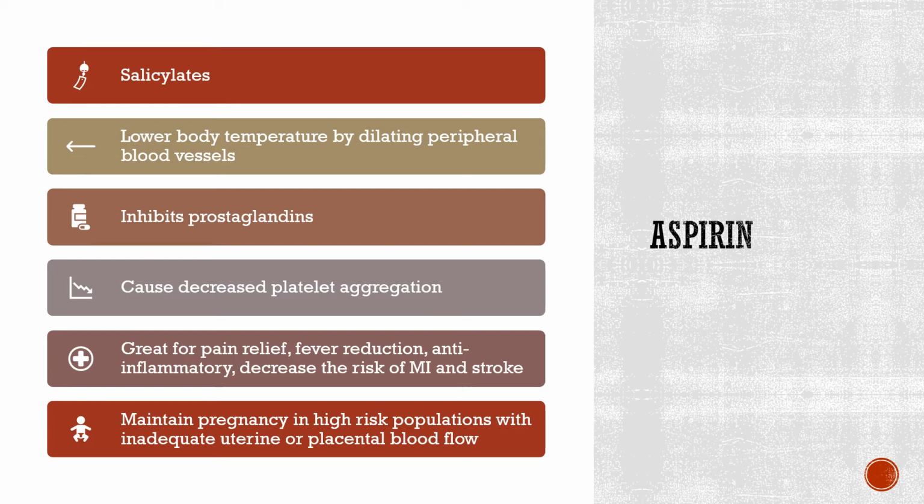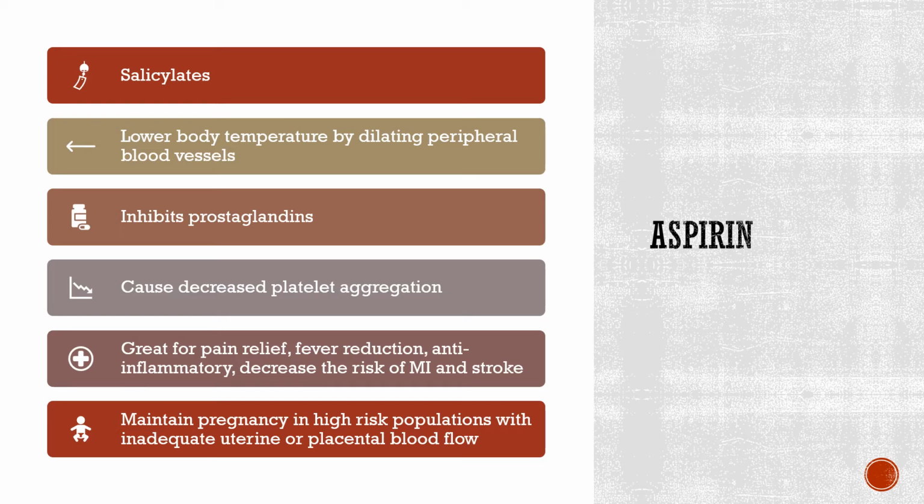Okay, so we give it a lot for mild to moderate pain, reducing fever, and inflammatory processes for diseases such as rheumatoid arthritis, osteoarthritis, and rheumatic fever. It does decrease the risk of myocardial infarction, and so for this reason, if you ever have a patient that you think is having an MI, the first thing we want you to do is give aspirin, right? Chew that aspirin.